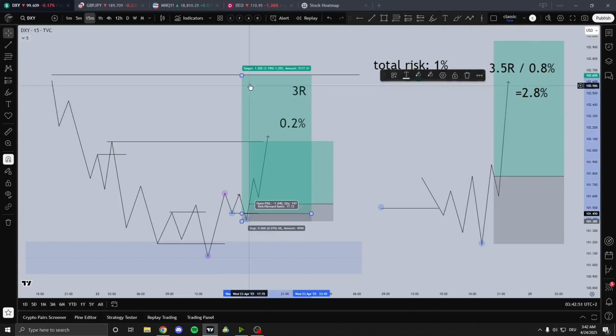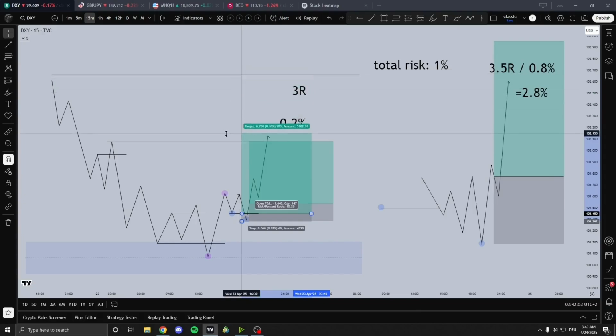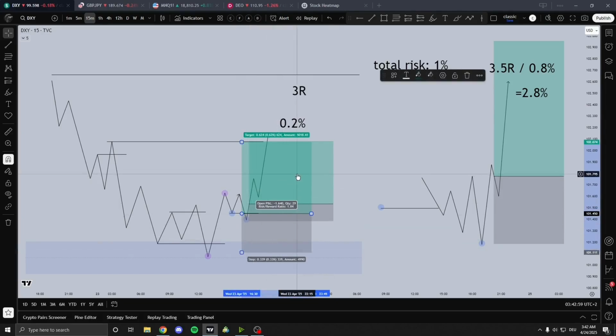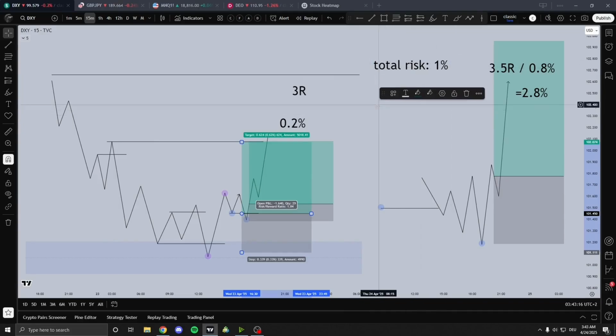Now, if you take a look at our first entry, we are up at this point, if we go back to that low, about 1.8 R. So in total, you would be up on this trade 1.8%, on this 2.8%. So in total, if you would close both trades here at this high, and you don't want to wait for that high, you would be up 4.6%, while never exceeding 1% total risk.